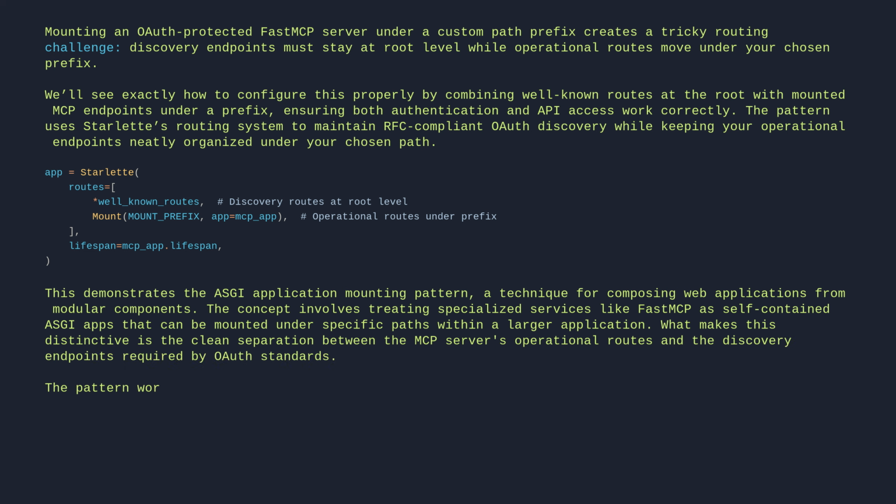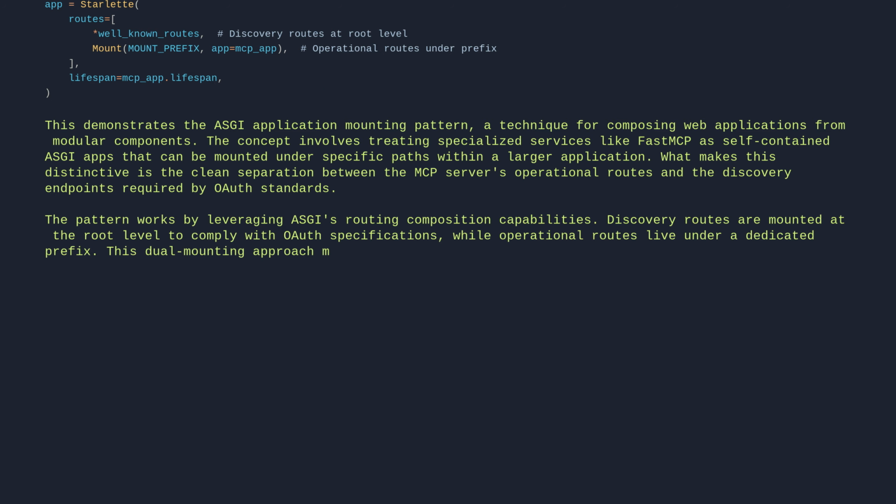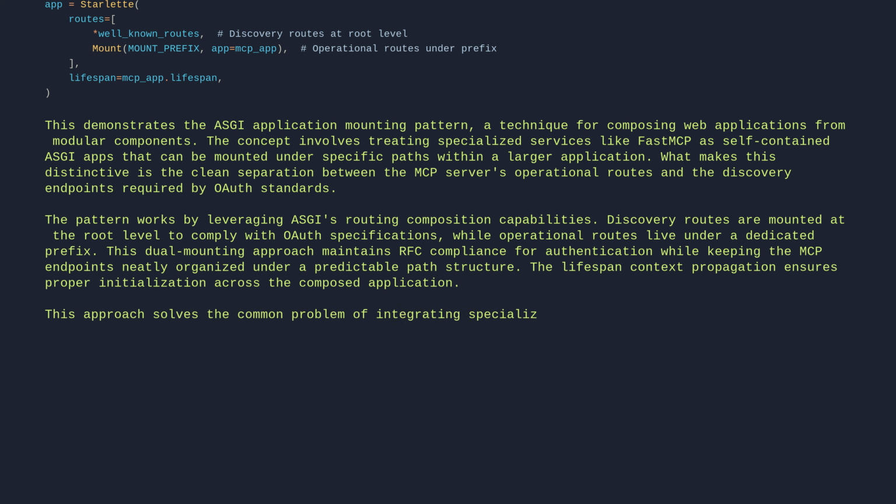The pattern works by leveraging ASGI's routing composition capabilities. Discovery routes are mounted at the root level to comply with OAuth specifications, while operational routes live under a dedicated prefix. This dual mounting approach maintains RFC compliance for authentication, while keeping the MCP endpoints neatly organized under a predictable path structure. The lifespan context propagation ensures proper initialization across the composed application.